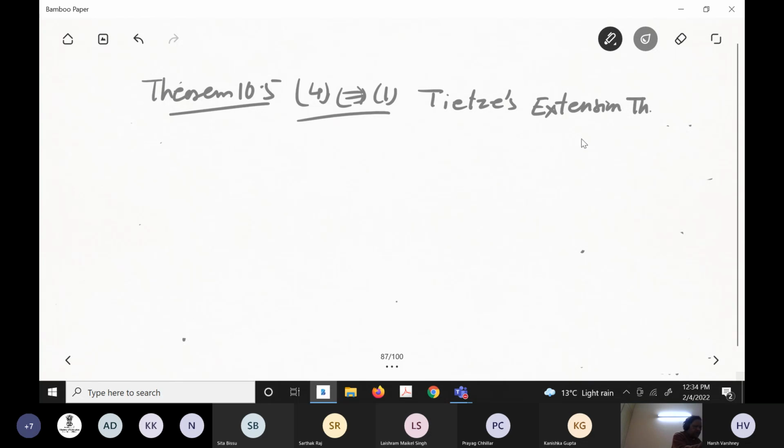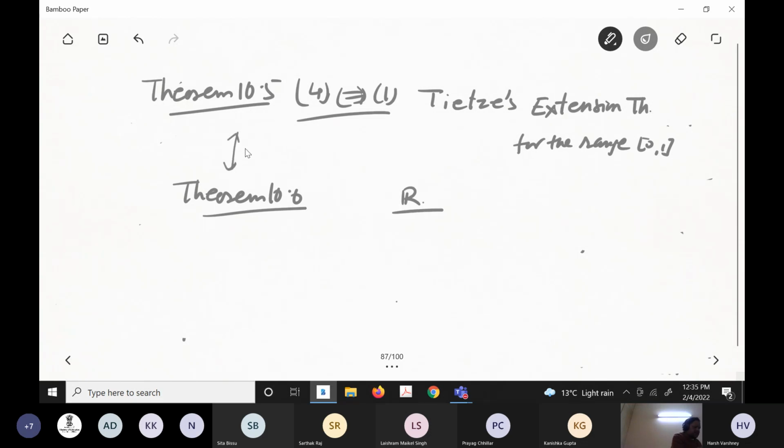Okay, well, for the range 0, 1, that is same as AB. Okay, and they are saying Tietze's extension theorem. We can have a look at the proof. This proof is really big. They are saying Tietze's extension theorem 10.6. They are calling it Tietze's extension theorem. Here they are taking range is R, but actually these two together, as I explained, that is Tietze's extension theorem.